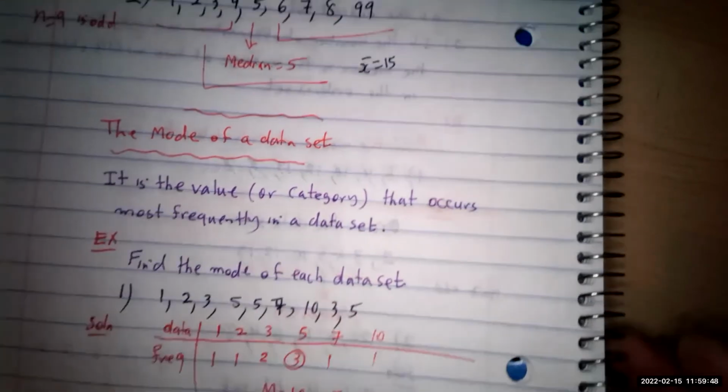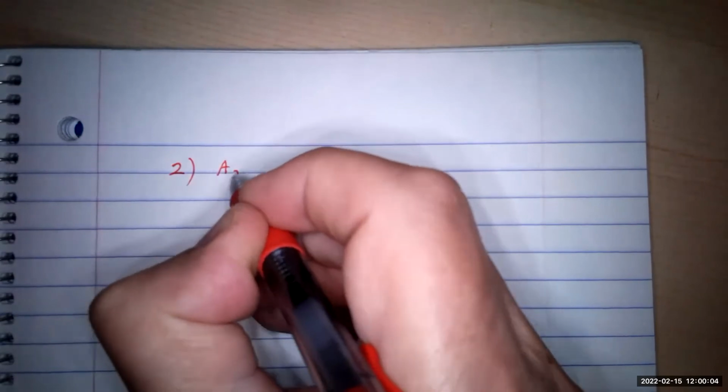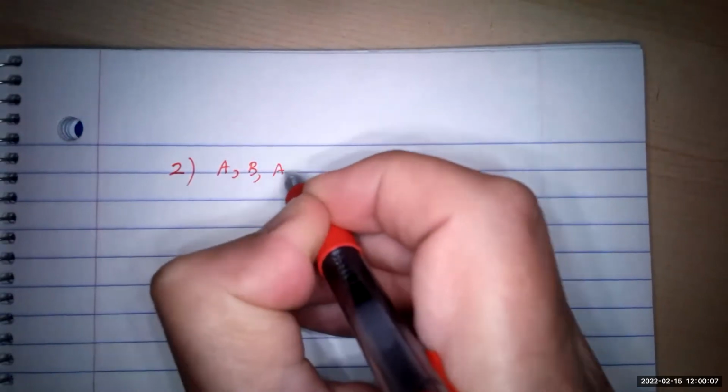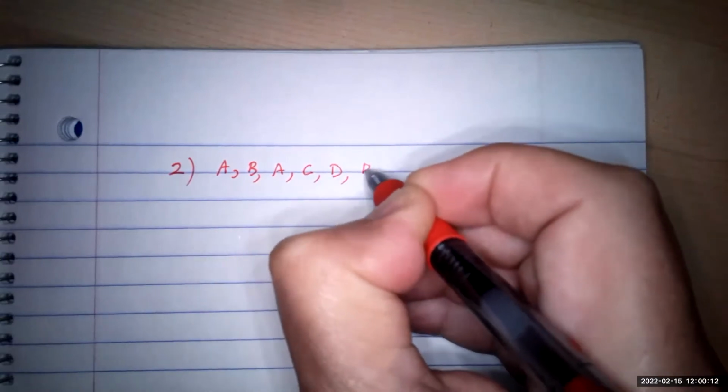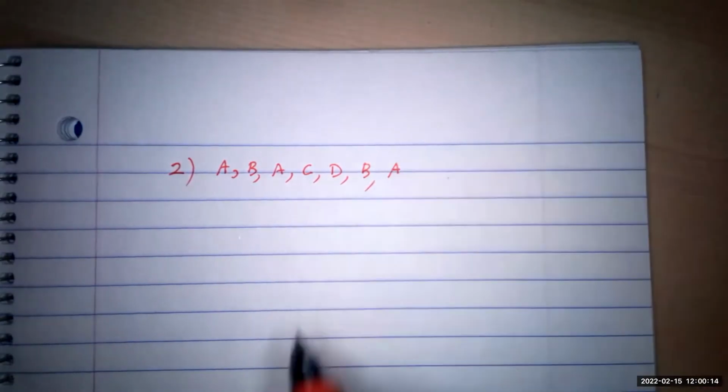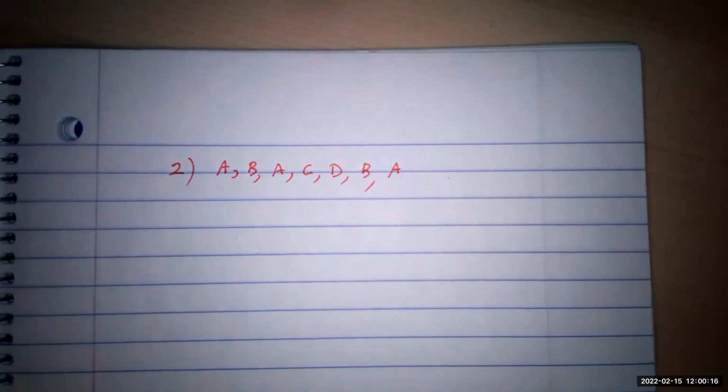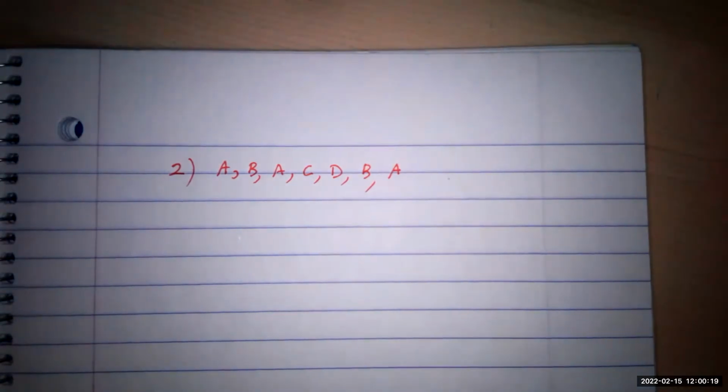There's only one difficulty for this one. I'm going to tell you, check something with the category. Suppose we're talking about your grades. So you have grade A, grade B, grade A, grade C, grade D, grade B, and grade A. You see, this is the symbolic or categorical one. What's the mode of this one?